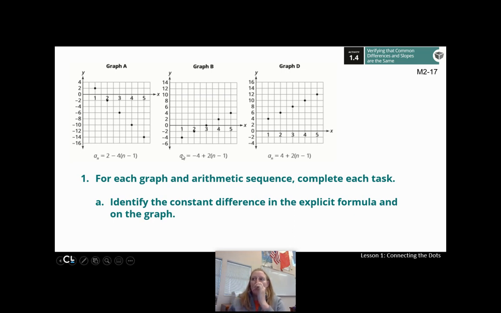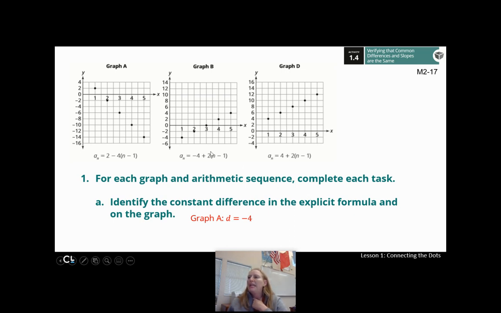So I was naughty. I didn't quite write it on the graph, but I did write it down. For this first one, graph A, I can see that my constant difference is a negative 4. And you can see I go down 4 over 1, down 4 over 1, down 4 over 1.